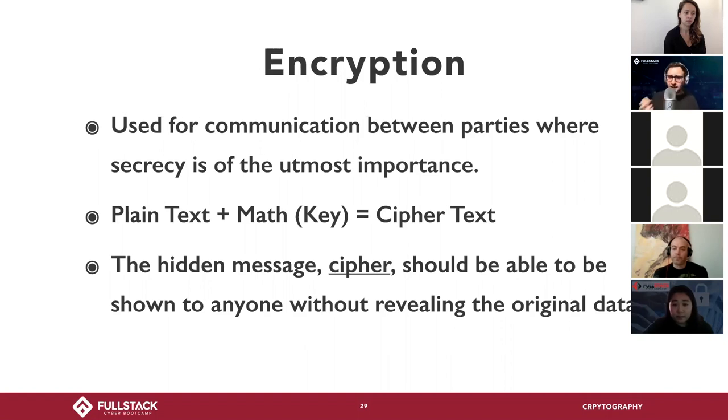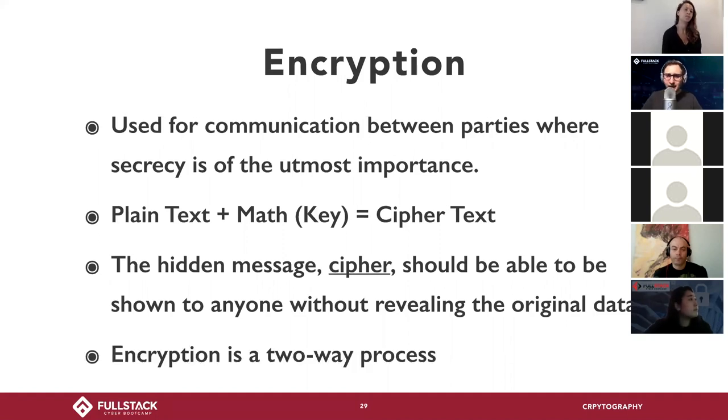And so what we need to do is make sure that what we give them isn't this plain text. We want to give them this cipher, this thing that doesn't make a lot of sense. We want you to transfer it to this destination, but you're not going to know what it is. It might as well be inside of a safe that they can't see. What's important about encryption is that it's a two-way process.